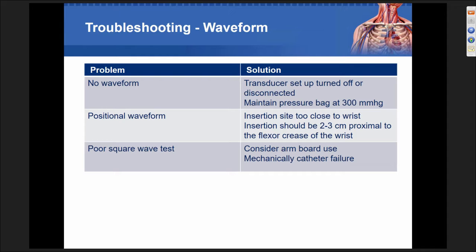So the last one really is a poor square wave test. You really want to consider an arm board, because if you think back 2 slides, that is due to mechanical catheter failure, and that we are mechanically occluding the catheter with range of motion or insertion area. So if you have this issue in a catheter that's already inserted, please use an arm board. And you want to make sure you use the arm board in the appropriate manner.